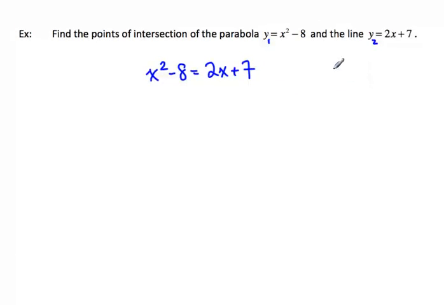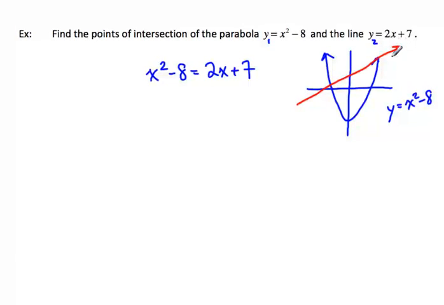Before we do that, let's just think about what's going on here graphically. If I were to sketch this, here's y is equal to x squared minus 8. And I've got a straight line, let's say something like that, which is y is equal to 2x plus 7. Because this is a parabola that's been moved downwards by 8, and this is a line with slope of 2 and y-intercept of 7, I can imagine that it looks like they should intersect twice. I should find two solutions to this equation, and that's why drawing a sketch can be helpful in figuring out the solutions. Now let's figure out the actual solutions.